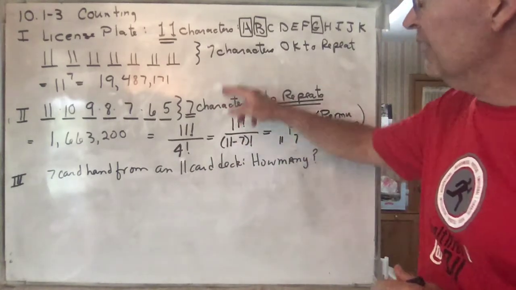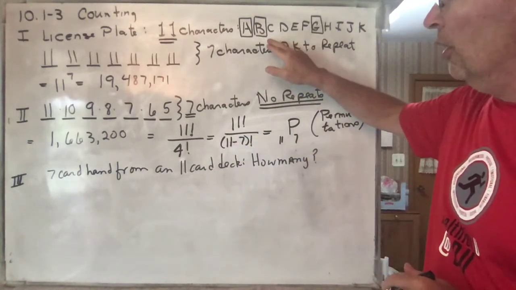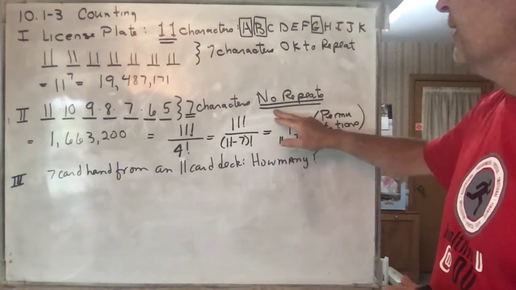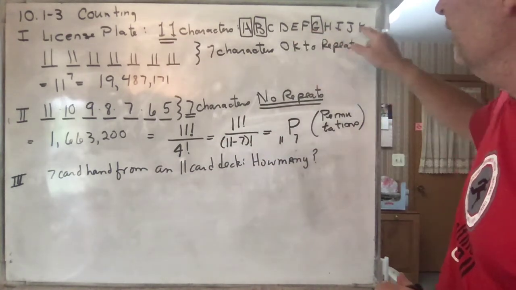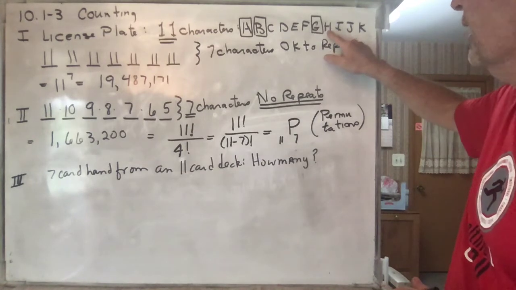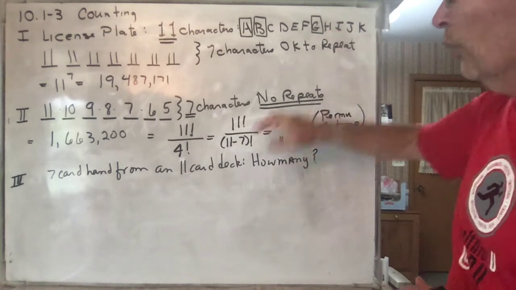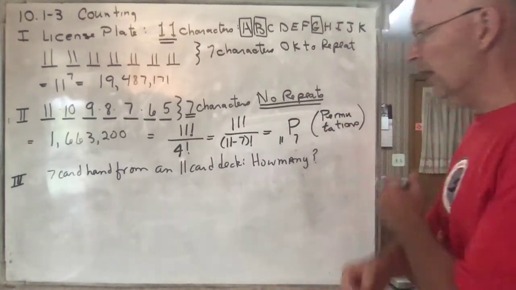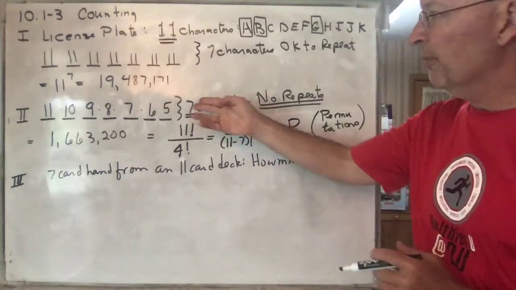Okay, notice that we're each starting with 11. We're each choosing 7. And in both cases, there's no repeats, right? Because you only have one of these cards. So if you choose H, you can't choose it again. You can only have one H in your hand. Okay. So how do these compare with these?